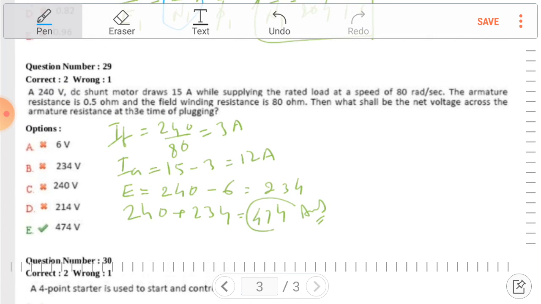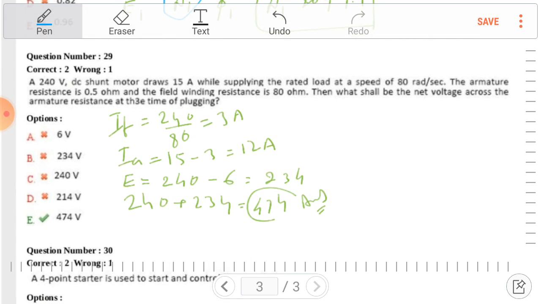Next question is also numerical. A 240 volt DC shunt motor draws 15 ampere while supplying the rated load at a speed of 80 radian per second. The armature resistance is 0.5 ohm and the field winding resistance is 80 ohm. Then what shall be the net voltage across the armature resistance at the time of plugging? So we know that at the time of plugging terminal voltage is reversed. So before reversing the terminal voltage we have to find the parameters of DC shunt motor.